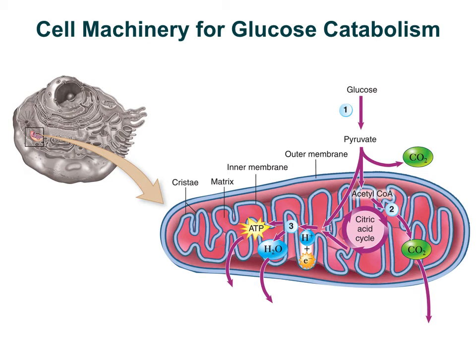Pyruvate oxidation will convert that pyruvate, which is a 3-carbon molecule, into acetyl-CoA, a 2-carbon molecule that's attached to coenzyme A, producing the reduced coenzyme NADH and releasing 1 carbon dioxide molecule in the process. The steps of pyruvate oxidation are carried out by a large enzyme complex called the pyruvate dehydrogenase complex, which consists of 3 interconnected enzymes and includes 60 subunits. So just remember pyruvate dehydrogenase complex.